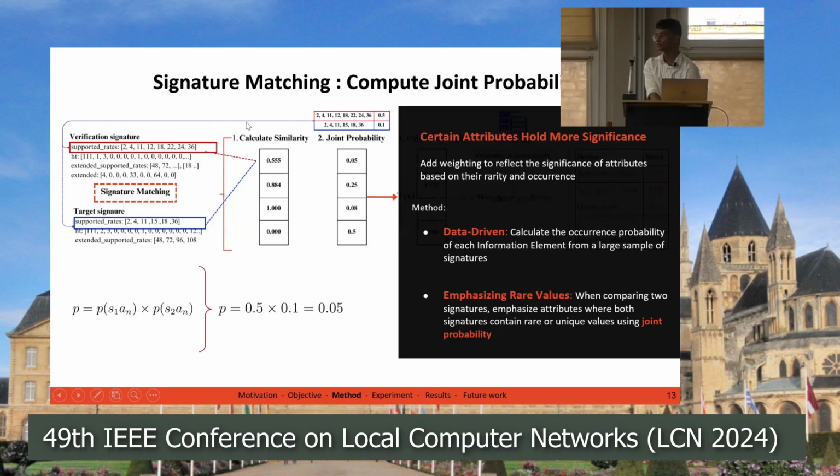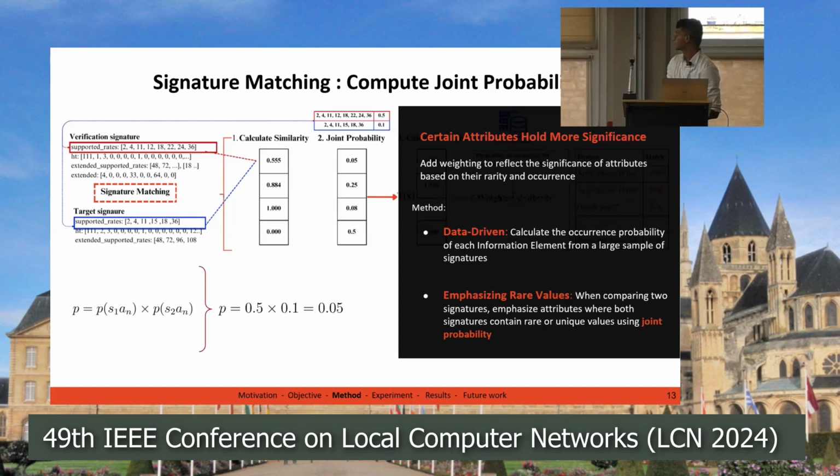Now, individually, these values mean nothing. What we want is to get a weight for seeing both these values together, and for that we use a joint probability. So here you get 0.05. That means there's a 5% chance of seeing these 2 values together. And this helps us highlight, given 2 signatures, which attributes are more common and which are more rare. And we want to focus on rarity, because that gives us a better sign that this is exclusive or specific to a particular device.